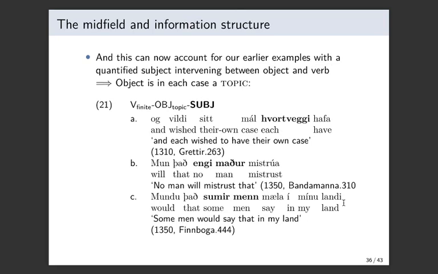Now, this can now account for those earlier examples we saw where we had a subject intervening between the object and the verb in the midfield, because we were dealing with a quantified subject each time. And if we look more closely at the object, which occurs before it, we find that in each case it is a topic.